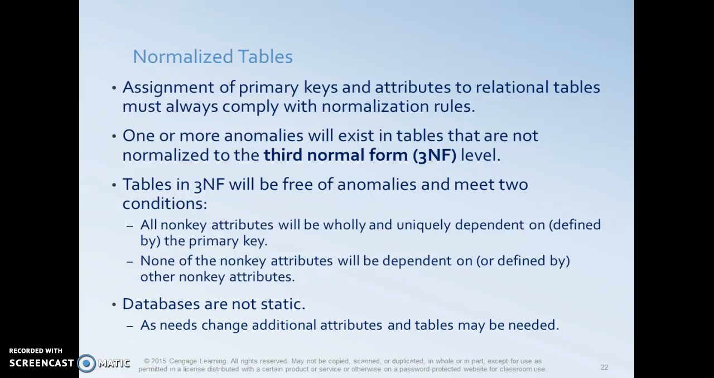And the databases are not static. As things arise, you can change the tables as necessary.